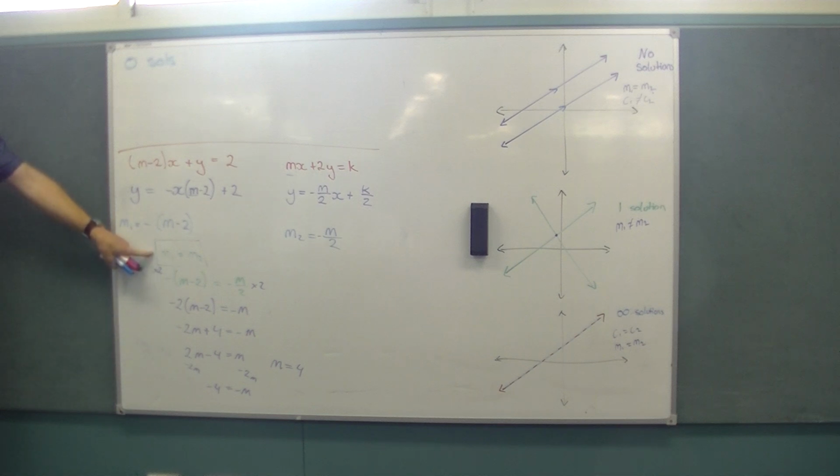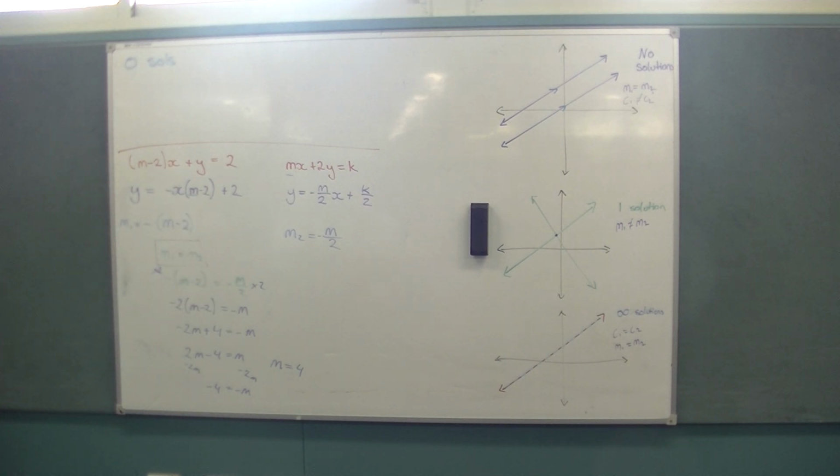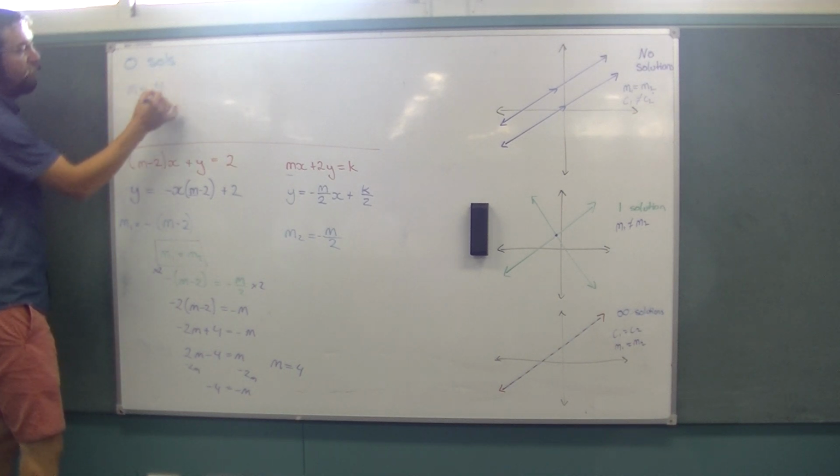Second step was to go back to what we're trying to prove. The two gradients are the same. And then we can just substitute. We know that they're labelled like this. We just put that in place of that one in place of that. And we simplify and solve down to one value of m equals something. Alright, so now we've got 0 solutions when m equals 4.